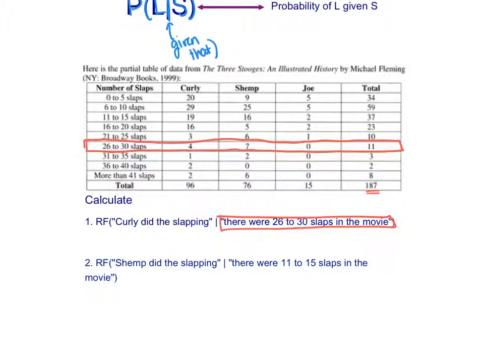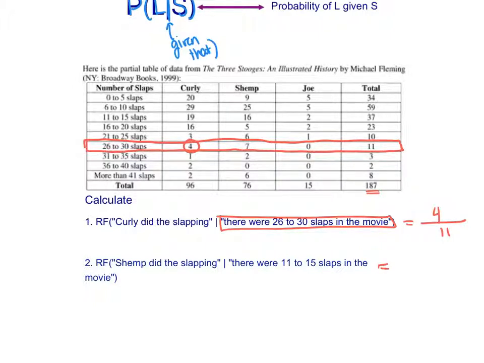And there I can see that I'm only looking at 11 total. So out of those 11, what's the relative frequency that Curly did the slapping? Well, I look here and see it's 4 out of the 11. So that would be a relative frequency that Curly did the slapping, given that there were 26 to 30 slaps in the movie. That's a conditional probability. Let's look at the next one.